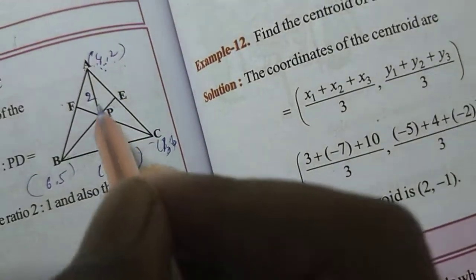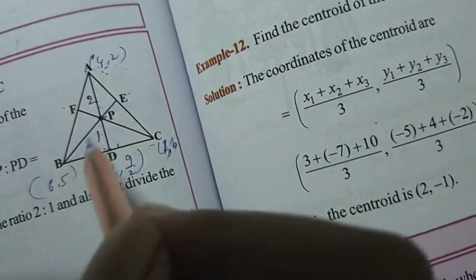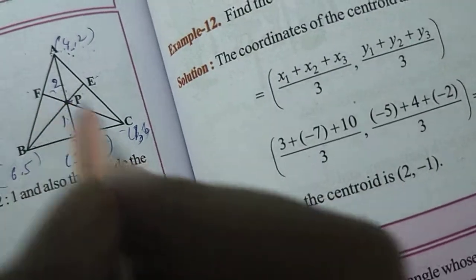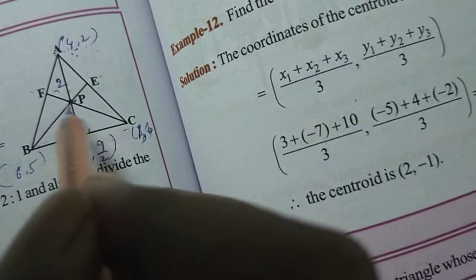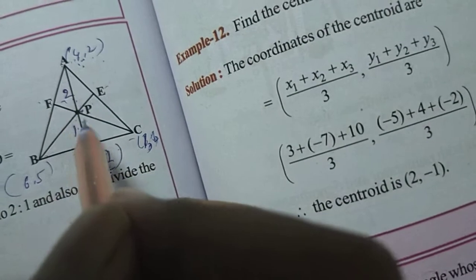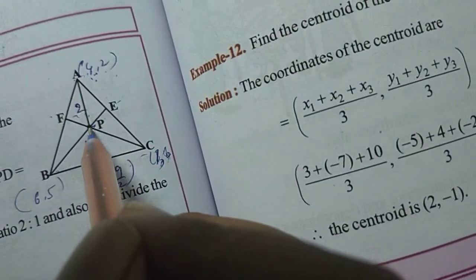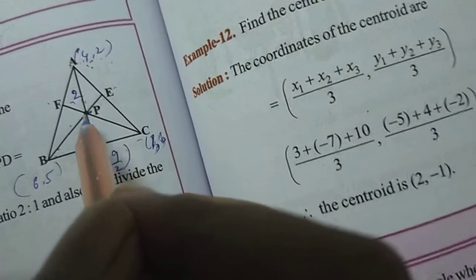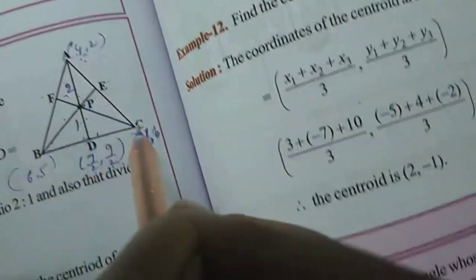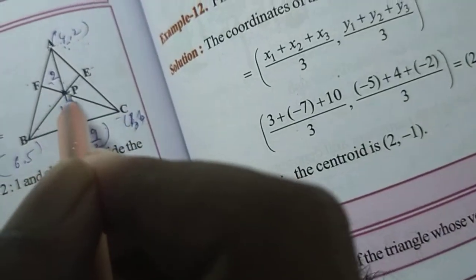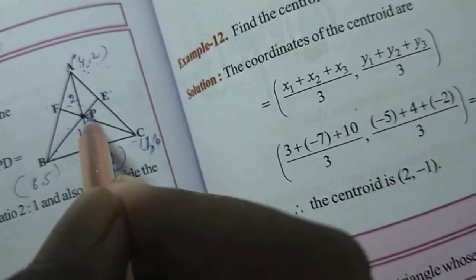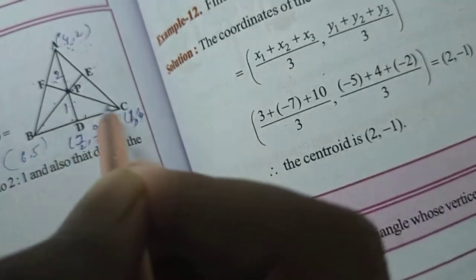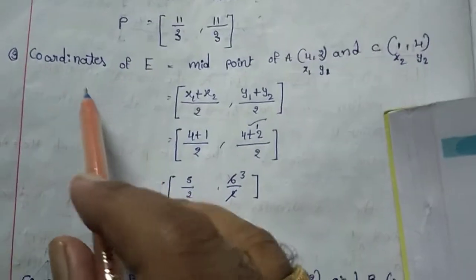P divides AD in the ratio 2 is to 1. BE is also a median, and CF is also a median. Next, take another point Q: Q divides BE in the ratio 2 is to 1. Take another point R: R divides CF in the ratio 2 is to 1. P complete, Q complete, R complete. Second problem complete.